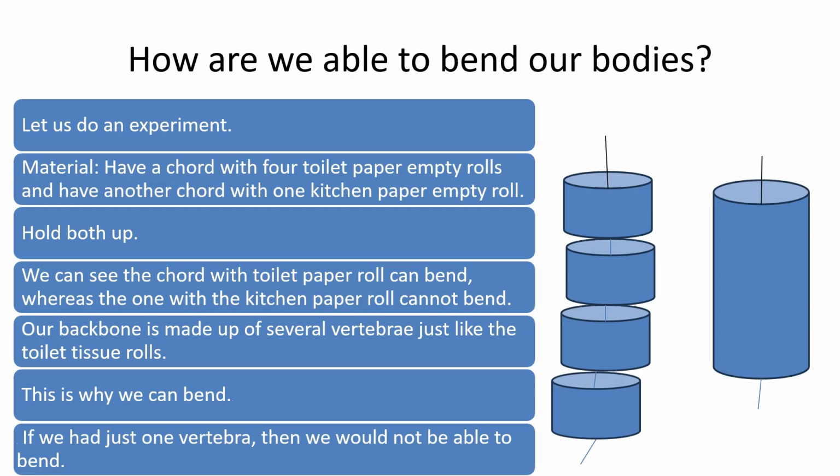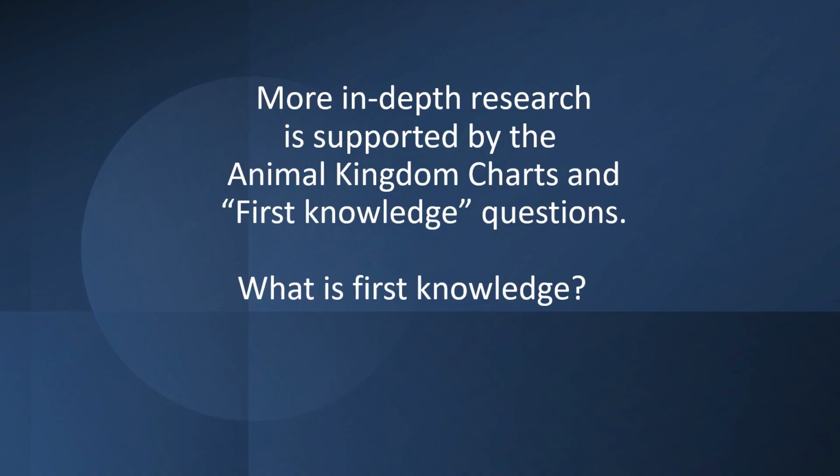Our backbone is made of several vertebrae, just like the toilet tissue rolls. This is why we can bend. If we just had one vertebra, then we would not be able to bend at all. More in-depth research is supported by the animal kingdom charts and first knowledge questions.